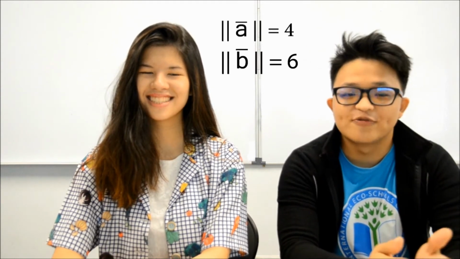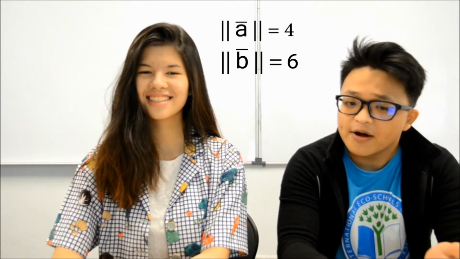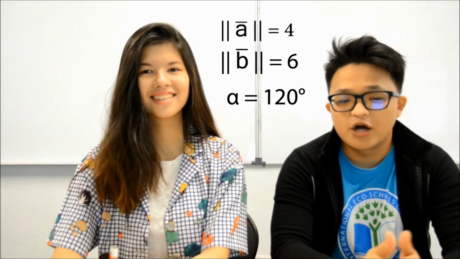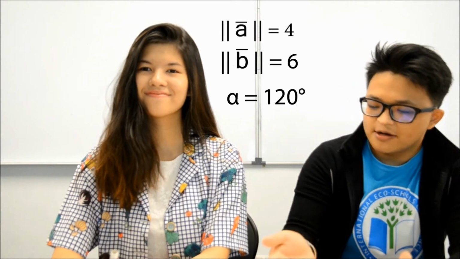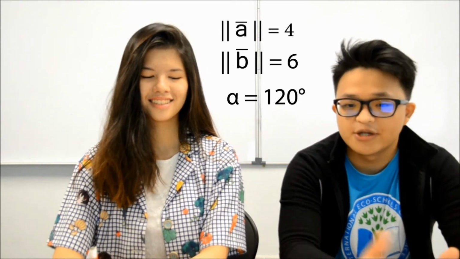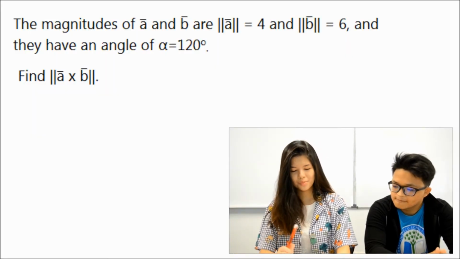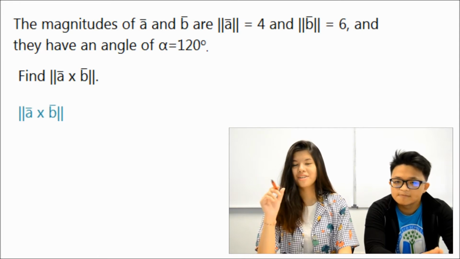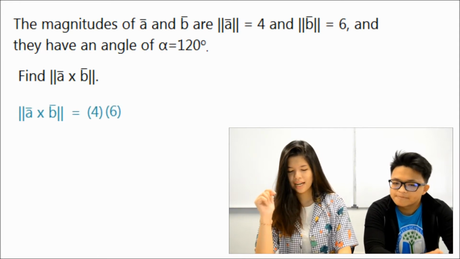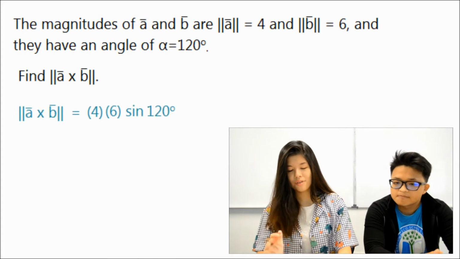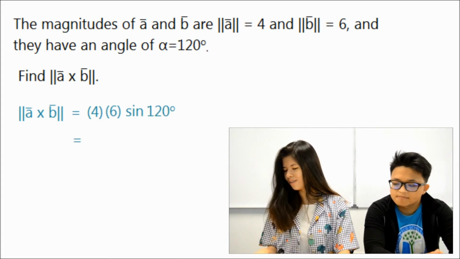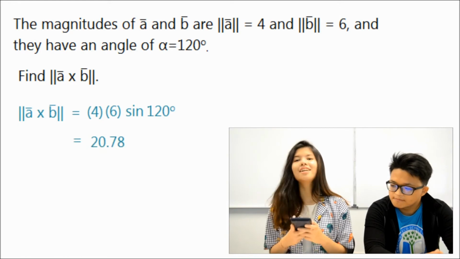So here's a question for you guys. The magnitude of two vectors A and B: the magnitude of A equals 4, and the magnitude of B equals 6. And the angle between them is alpha equals 120 degrees. So Estelle, could you please help us find the magnitude of the cross product of these vectors? To find the magnitude of the cross product, first we put that the magnitude of A cross B will be 4 times 6 times sine of alpha, which is 120. So we will get 20.78.